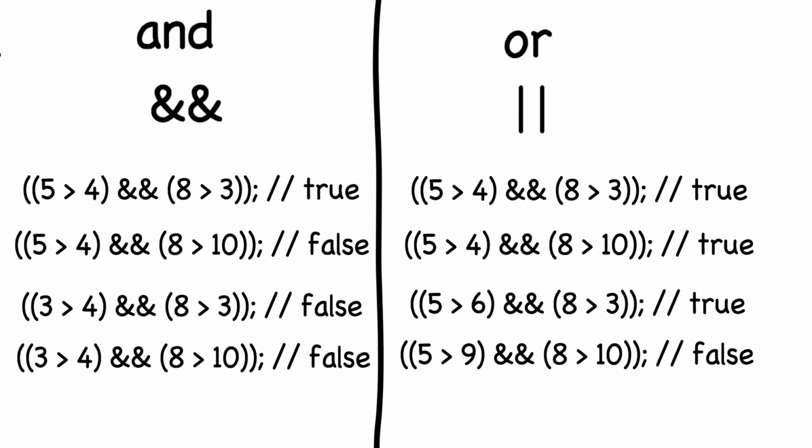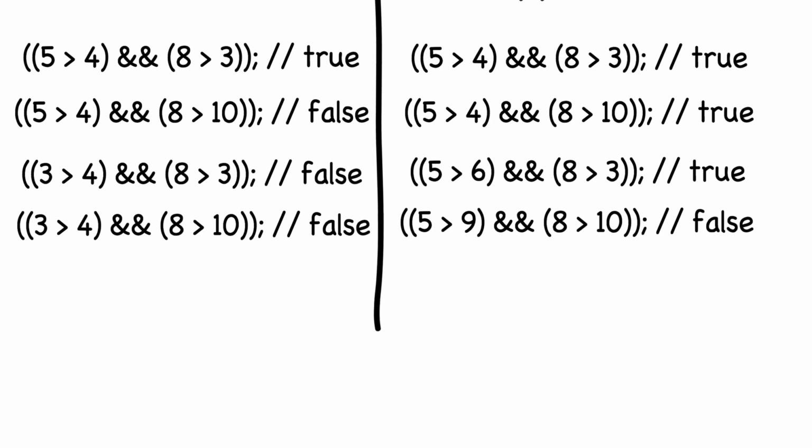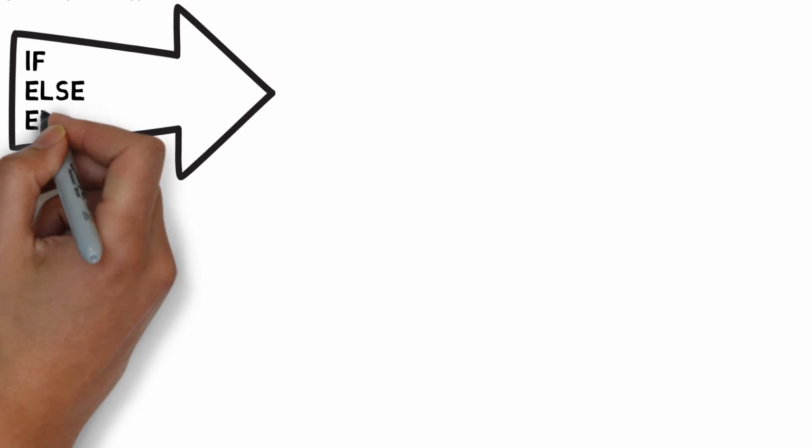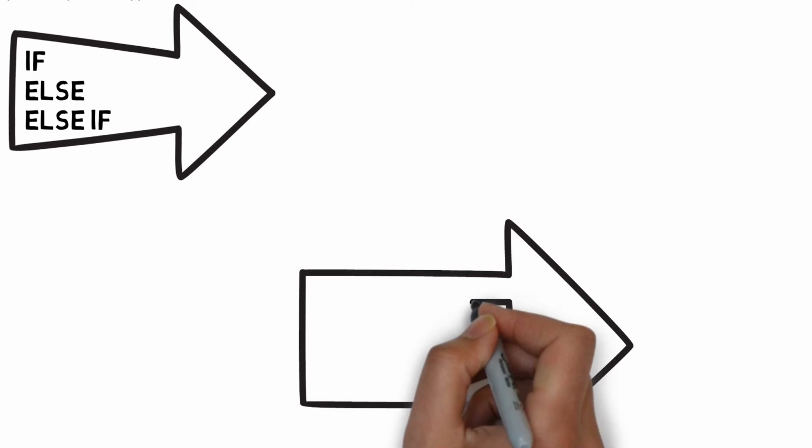So we've talked a lot about evaluating expressions and paths. Let's talk about our path signs informing our JavaScript interpreter where we want to go. Let's look at if statements, else statements, and else if statements. Let's begin with if statements.